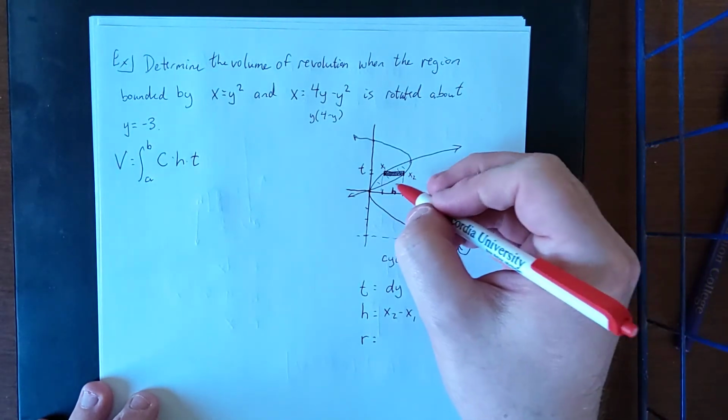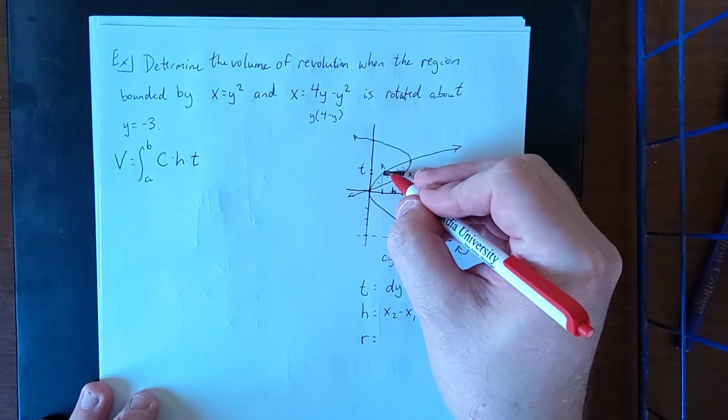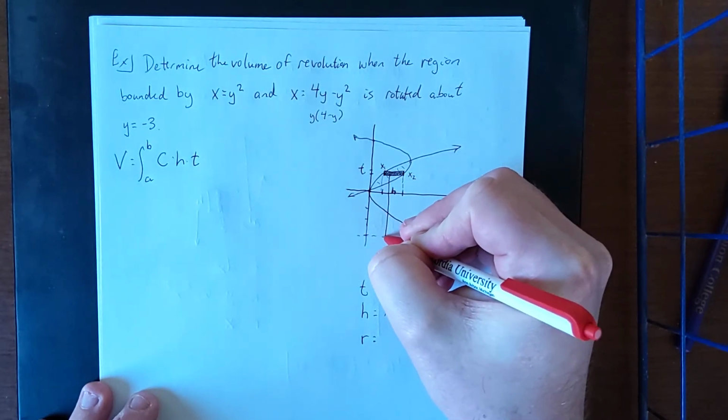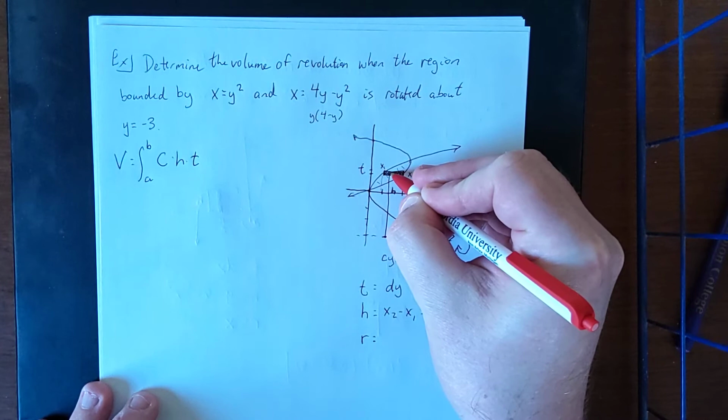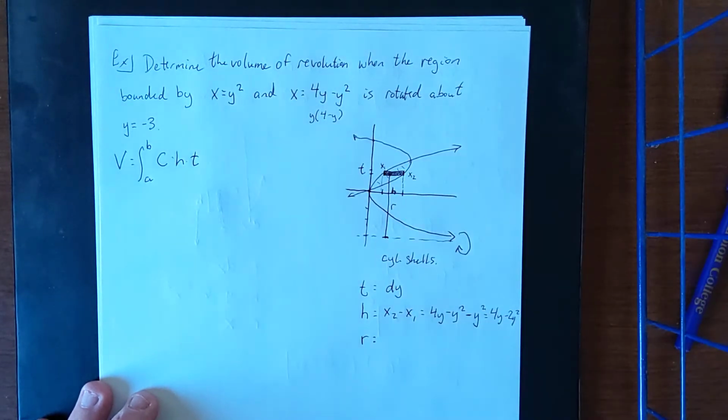The radius is going to be the distance from the axis of rotation to the sample rectangle in question.